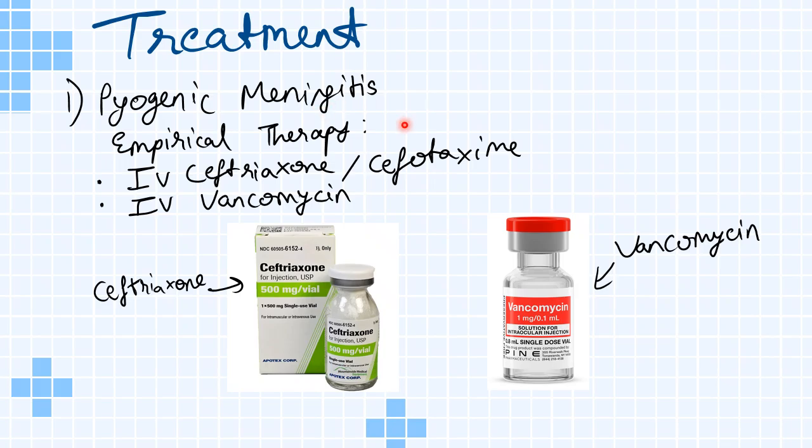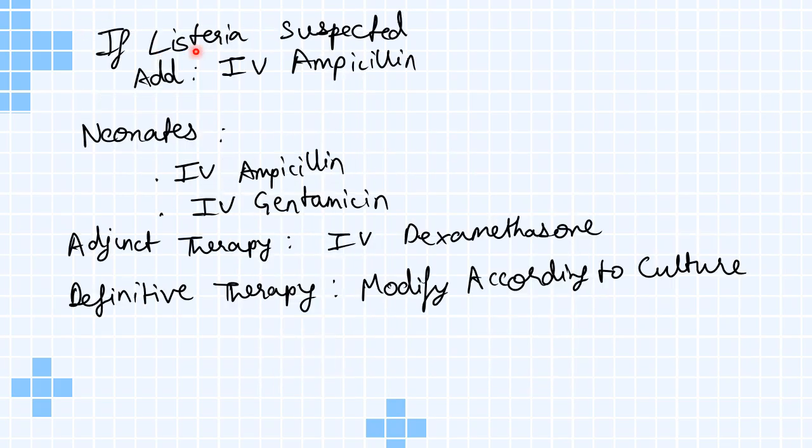For suspected pyogenic meningitis, empirical therapy includes IV ceftriaxone or cefotaxime along with IV vancomycin. If Listeria is suspected, IV ampicillin should be added. For neonates, it is IV ampicillin along with IV gentamicin. Adjuvant therapy includes IV dexamethasone. Definitive therapy is later modified according to culture and sensitivity reports.